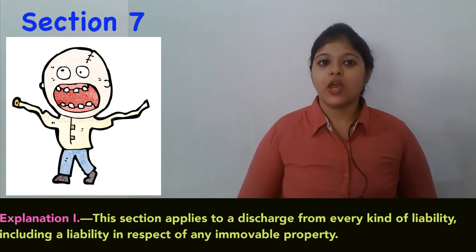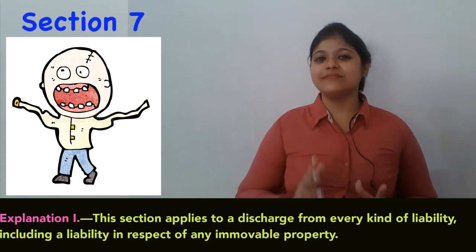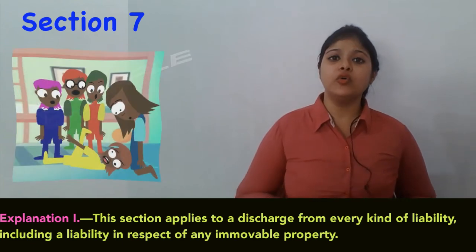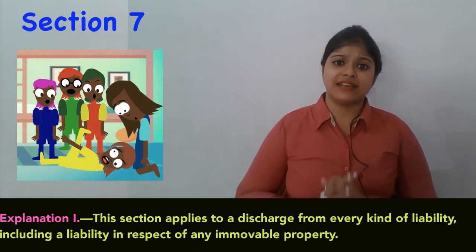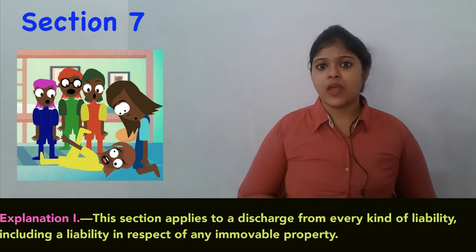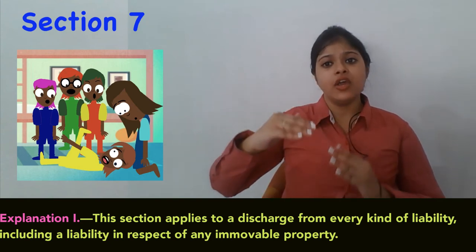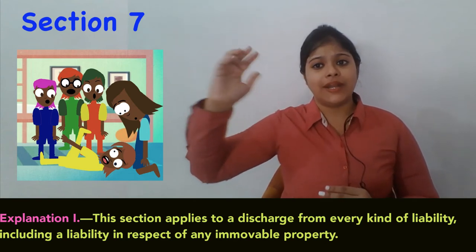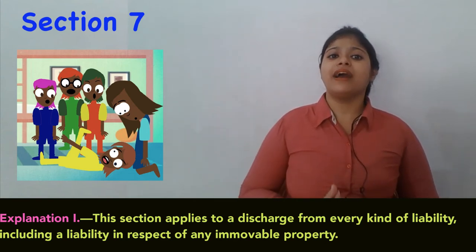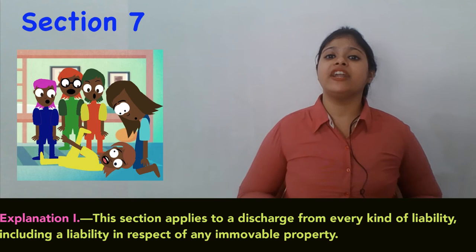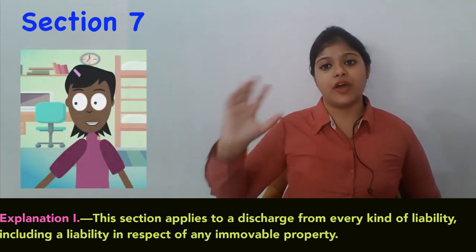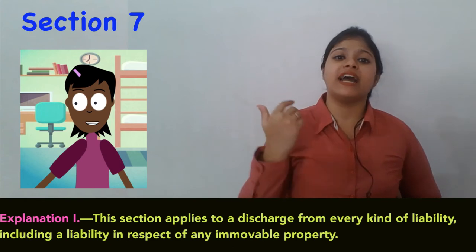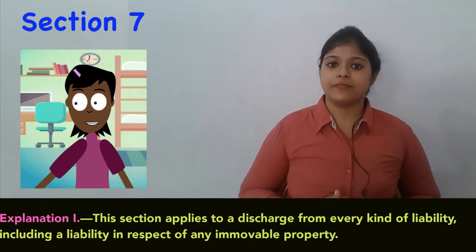This section applies to the discharge of every kind of liability, including the liability in respect of an immovable property. To understand this in a simple manner, we take an example of a deceased father who leaves behind 3 minor sons and 1 major son. One is aged 3, 4, 16, and the major is aged 23. All the minors are deprived of their right to property by their elder brother, who is aged 23, by selling off the entire property of their father.